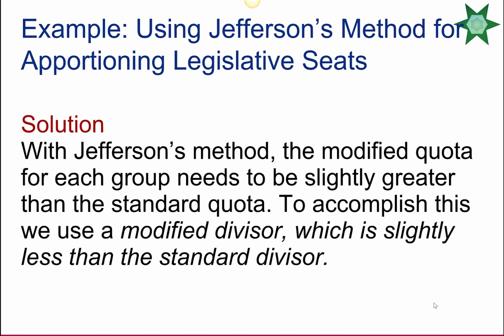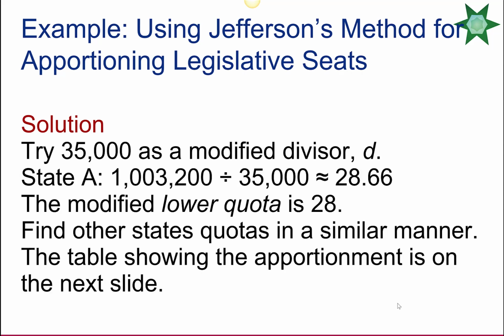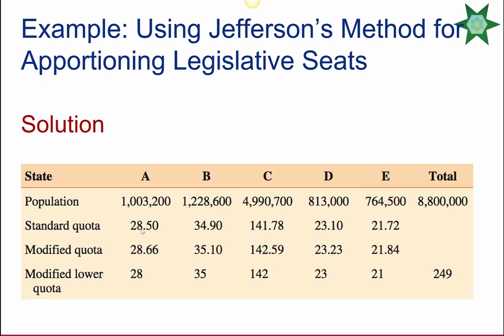With Jefferson's method, we're going to use a slightly lower modified divisor than the standard divisor because remember, we're going to round down when we finish. So we're going to try 35,000 instead of 35,200. So now, for state A, the modified lower quota is going to be 28. We're taking each population and dividing by 35,000. And here's the standard quota in the second line, which is dividing by the 35,200. We're going to divide by 35,000 instead, and now we're going to round each of those down.